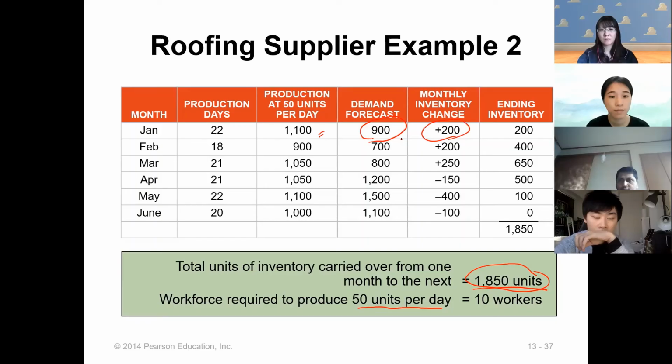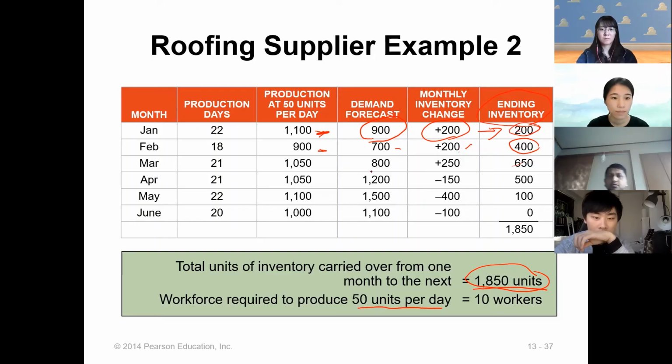So you have plus 200 of inventory, which is going to go to your ending inventory of 200. That means you have stock of 200 because of this additional production. So come February, this is planning. It's not actual. So you produce 900, demand is 700. So you still have 200 additional units produced because of the manpower that you have. So this increases your inventory to 400, 200 plus 200 equals 400.